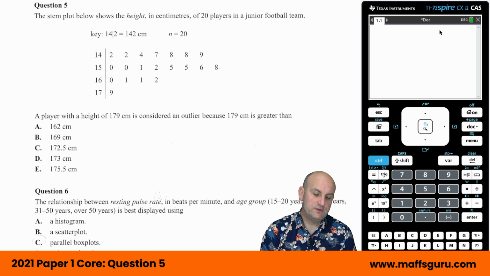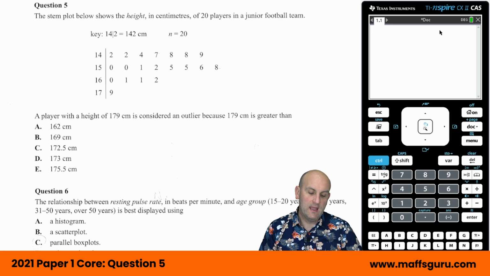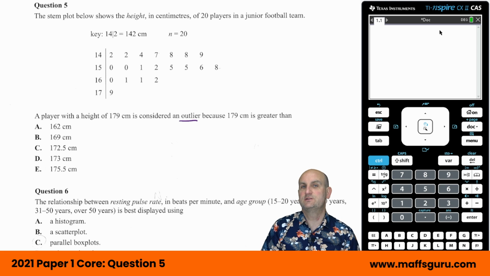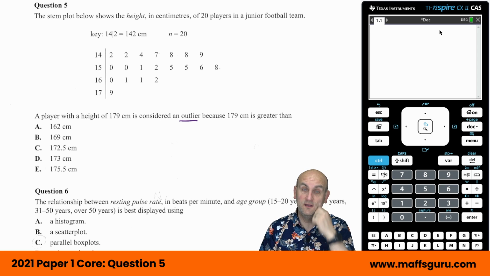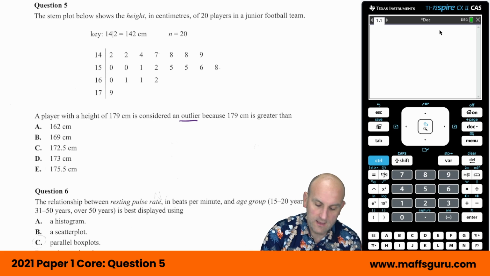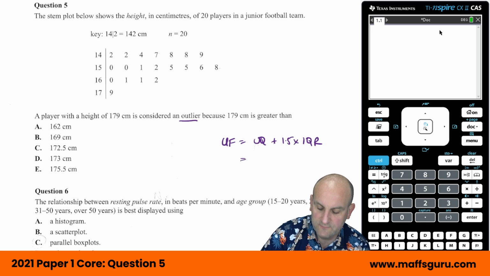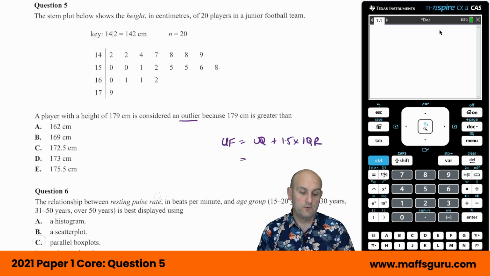The stem plot below shows the height in centimeters of 20 players in a junior football team. A player with height 179 is considered an outlier because 179 centimeters is greater than... That just wanted you to find the upper fence. So my upper fence is given by my upper quartile plus 1.5 times the IQR. So obviously I've got to find my upper quartile and my lower quartile.